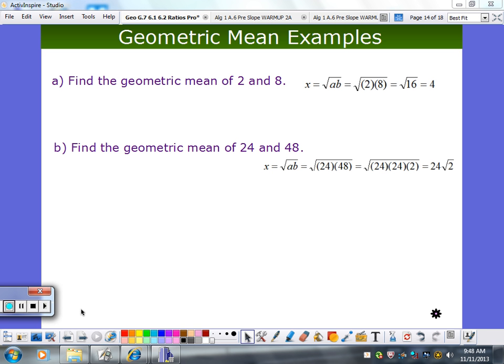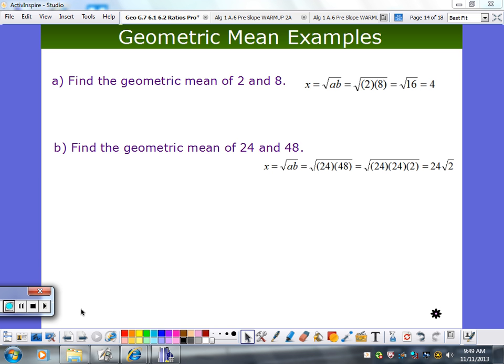How'd this go? Did we get A with little to no difficulty, I hope? You're going to multiply the two numbers. 2 times 8, you get 16. You take the square root of 16. I want the positive root here. So 4. So who got A?